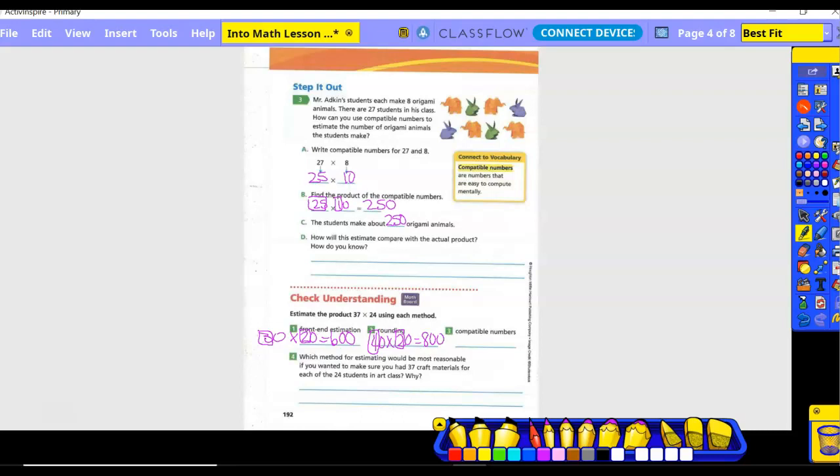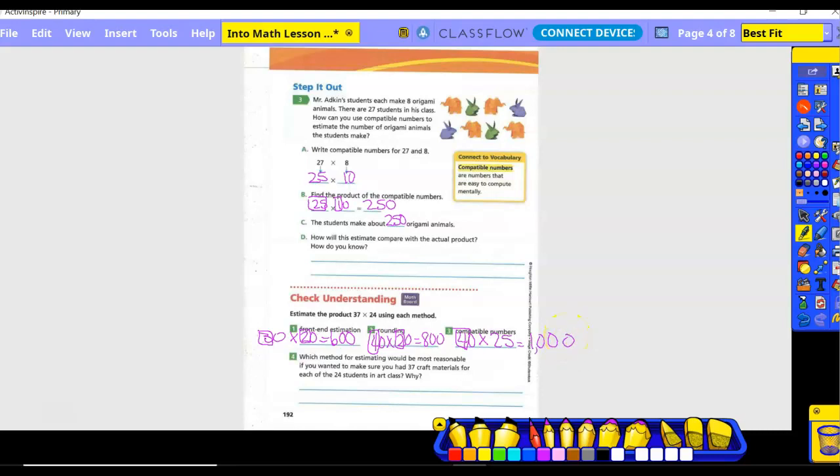Compatible numbers. What could you do for 37? 40, okay, and what about 24? 25, right? Okay, so if I put 4 in a box, how many quarters are in a dollar? 4. So 4 times 25 is 100, right? And then add another 0.